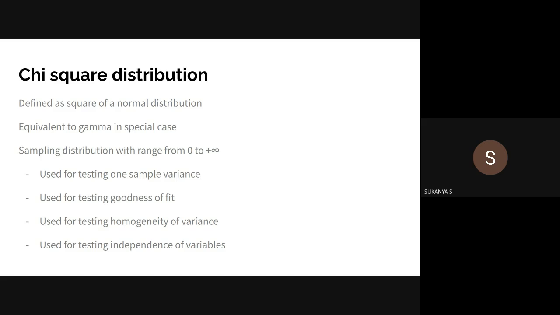Okay, so now comes the test of variance. In test of variance also, we have two tests. One is the chi-square test and the other is the F test.